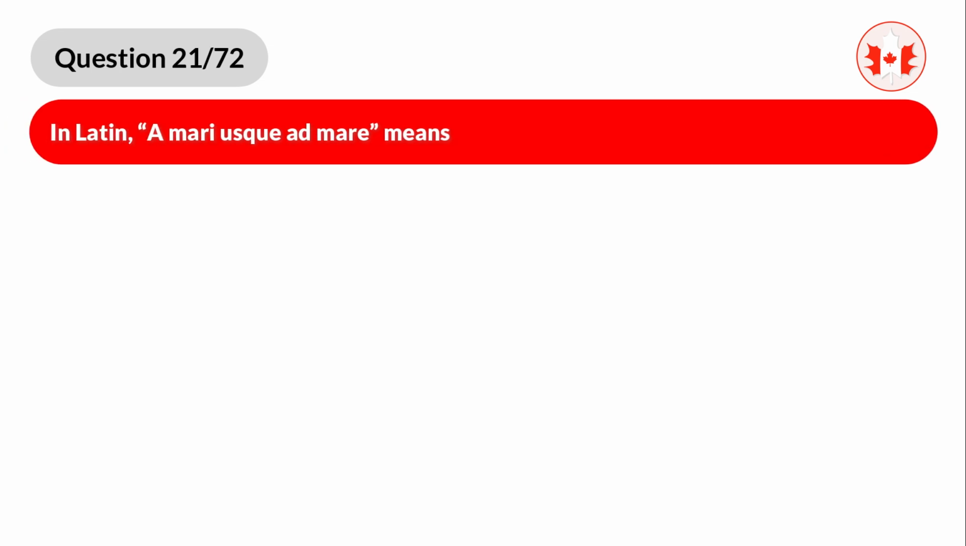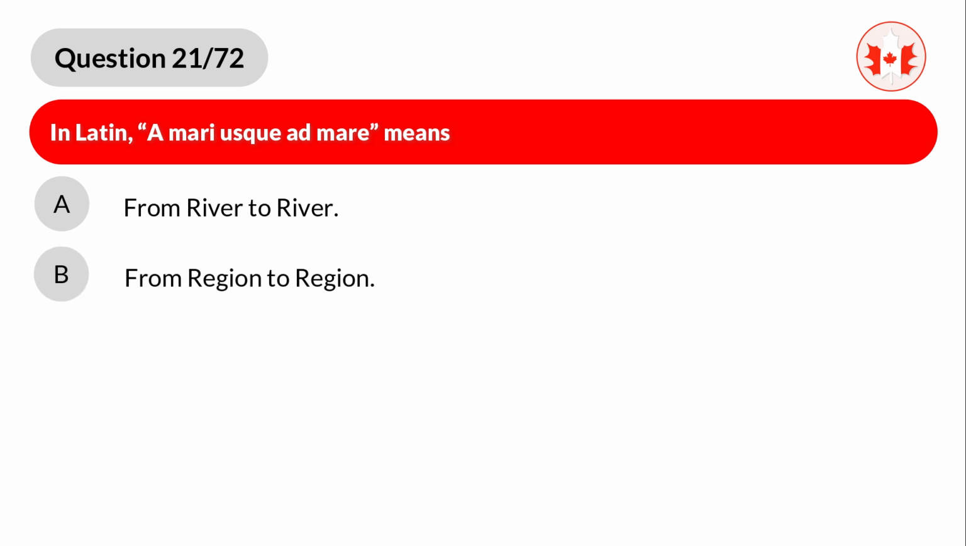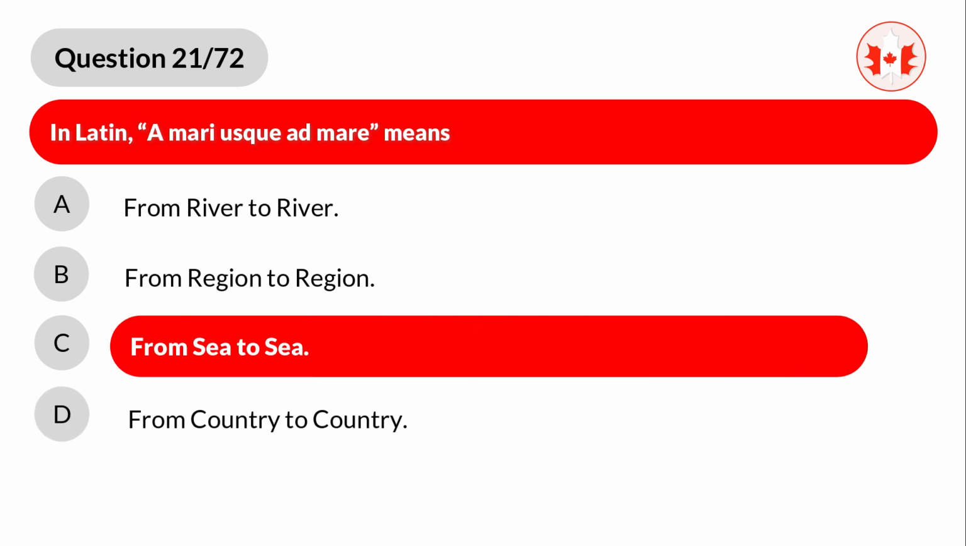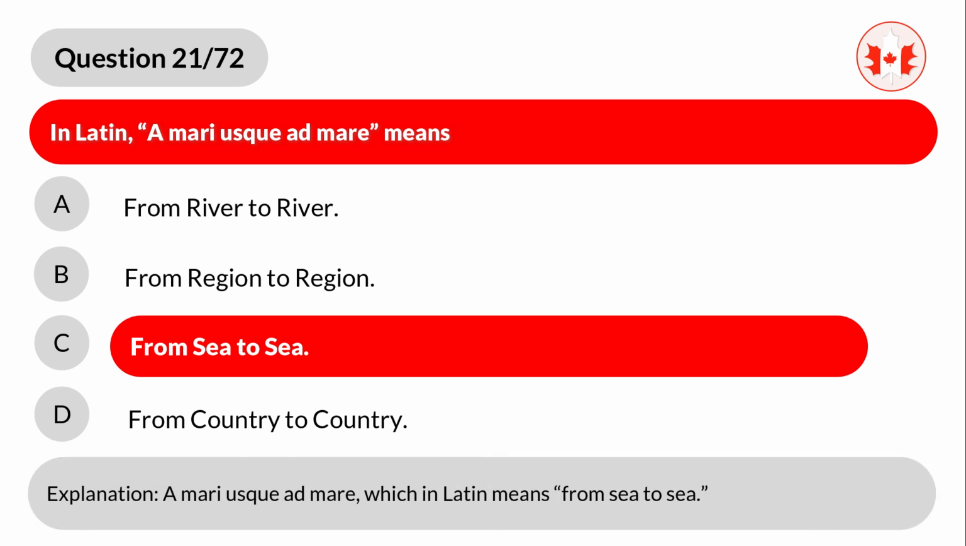Question 21. In Latin, a mari usque ad mare means A. From river to river. B. From region to region. C. From sea to sea. D. From country to country. The correct answer is C. From sea to sea. Explanation: A mari usque ad mare, which in Latin means from sea to sea.